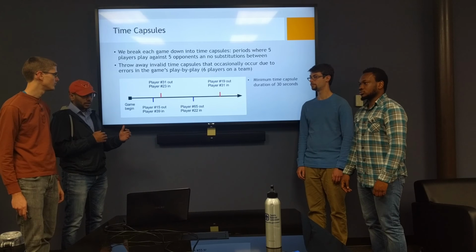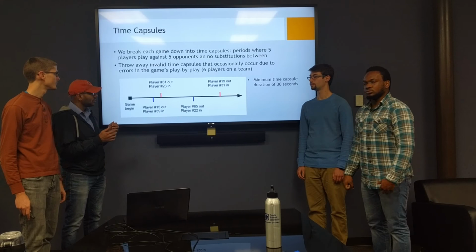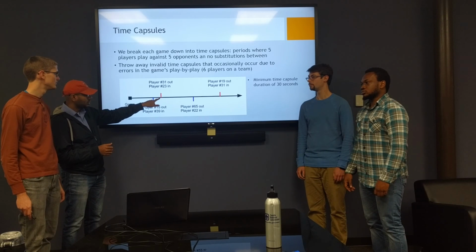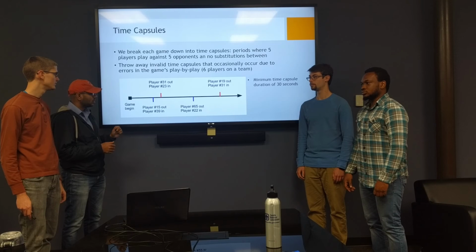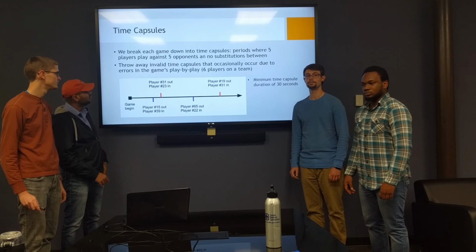So we split each game into time capsules. A time capsule is the duration of the game where no substitution occurs. Each of these bars represents the time at which a substitution occurs, and the interval between 2 bars is a time capsule.